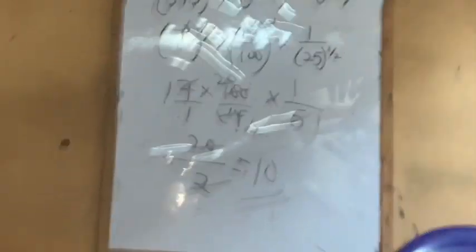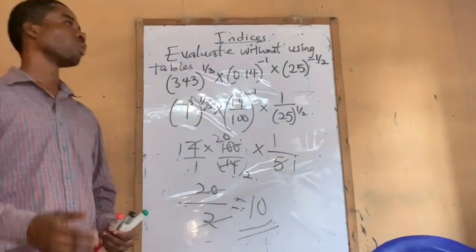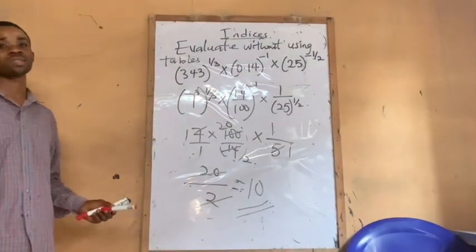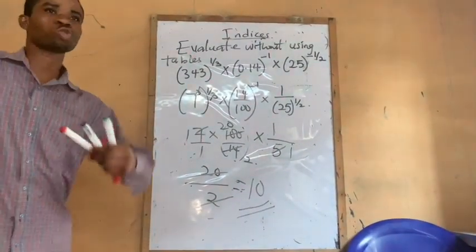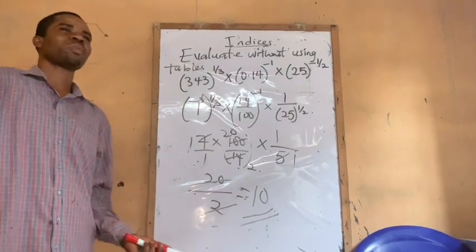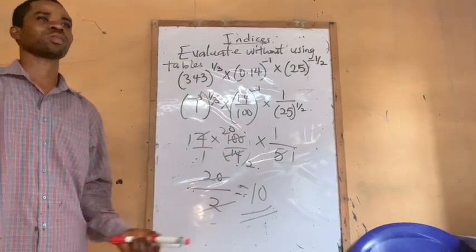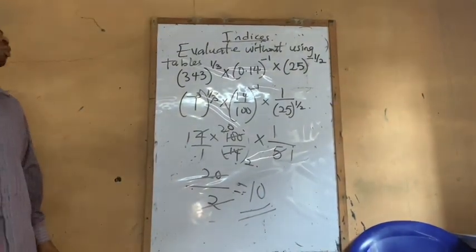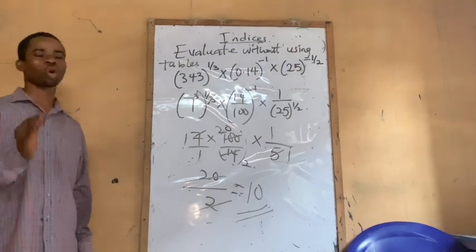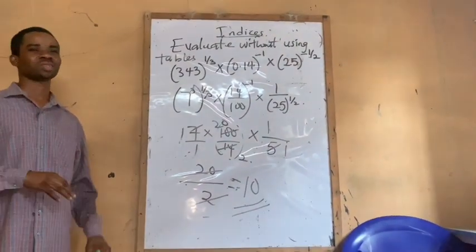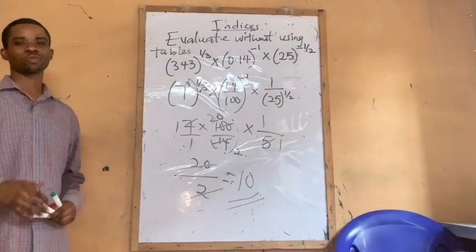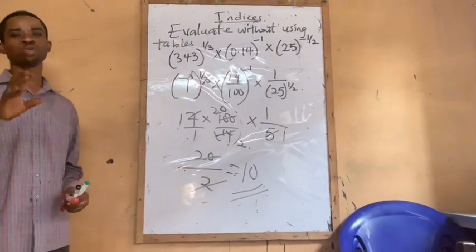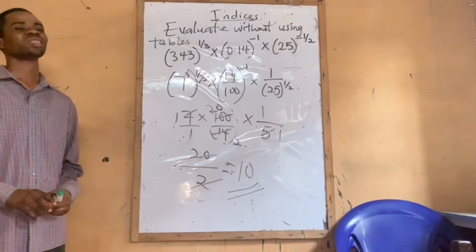So please, thanks for watching. This is just 21 solved questions on indices. All these questions being solved are meant for JAMB. If you want to write JAMB, you can go through them. If you want to write WAEC, you can go through them. NECO, you can go through them. And all these questions, if you go through them thoroughly, will give you a basic and thorough knowledge of indices.